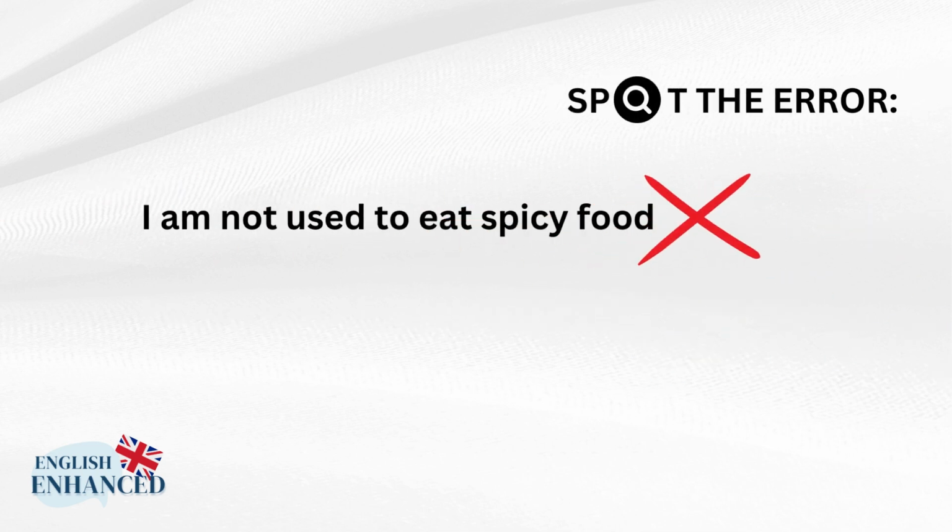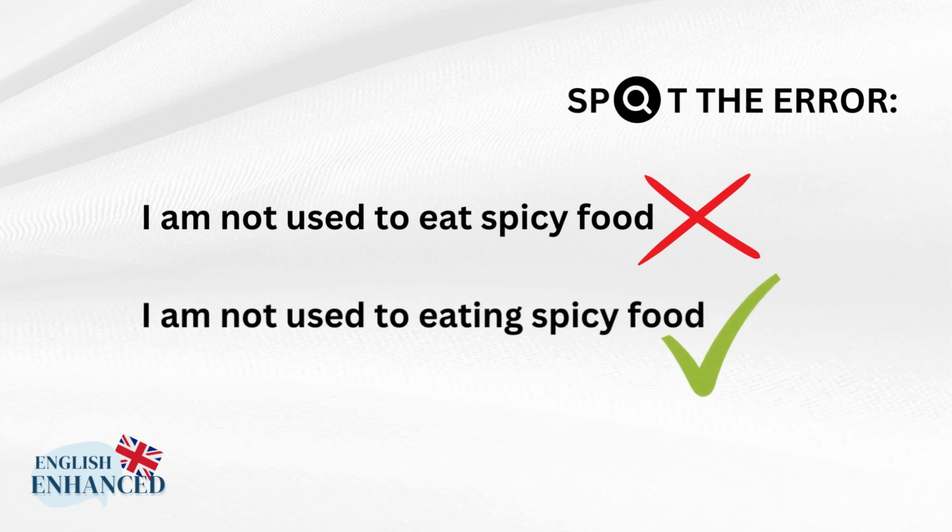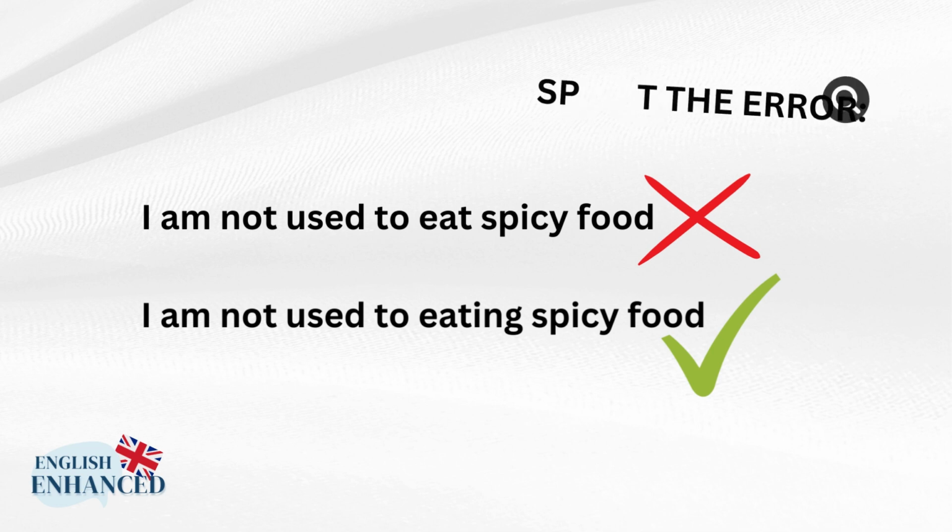Okay, so I'm not used to eat spicy food. Can you spot the problem? So the correct answer should be I'm not used to eating spicy food. So the phrase used to is an idiom that's used to talk about past habits or experiences, and it can be used to indicate that something was done regularly or habitually in the past but is no longer the case in the present. And most importantly, it's followed by the gerund form of the verb. And if that's a bit complicated to get your head round, the gerund form is basically the version ending in ing. So walking, singing, flying, those kind of words.